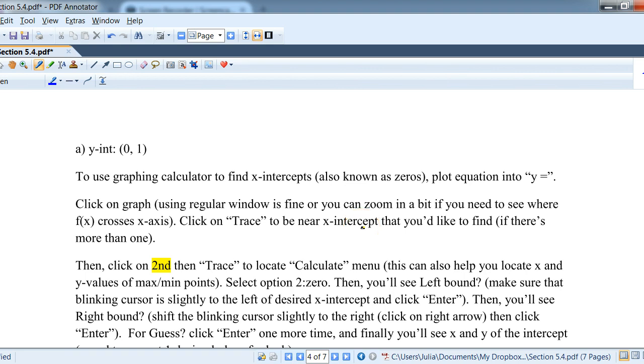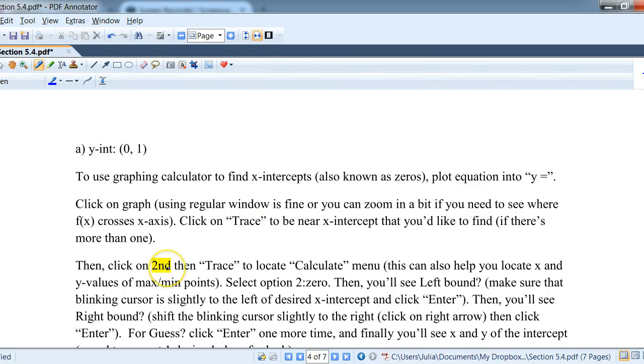Otherwise, it would just put you in the middle. I think for me it was just the middle by default every time, unless I move the trace ahead of time. So basically position the trace near that x-intercept. Ideally, you should be to the left to begin with. That way you stay to the left of it.